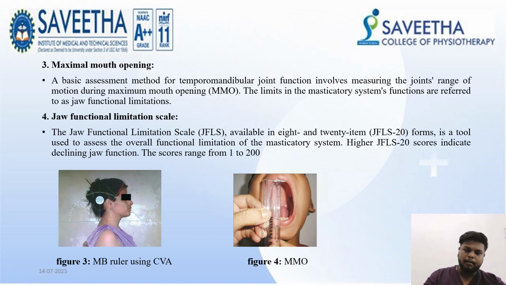In figure 3, this is the MB Ruler measuring the CVA. This is the craniovertebral angle, with placement at C7 and the ear tragus. If the patient has reduced cervical flexion, this on-screen triangular goniometer will detect the forward head posture. Also, in figure 4 there is a scale measuring MMO and showing the outcomes.